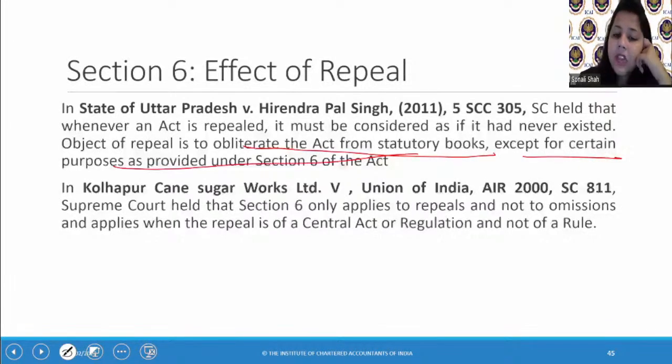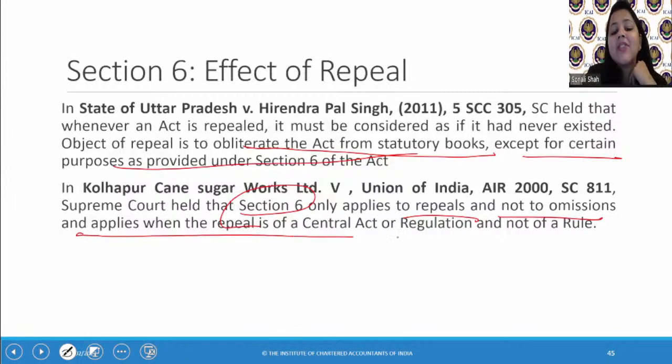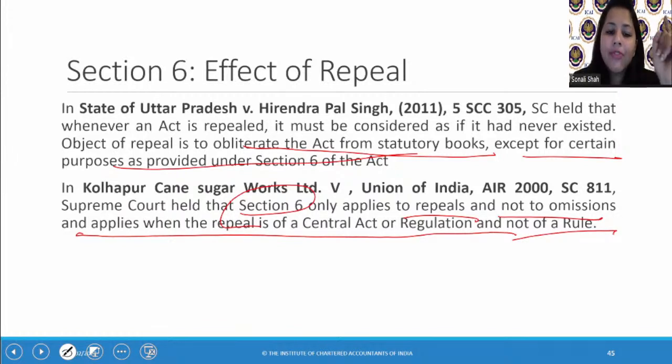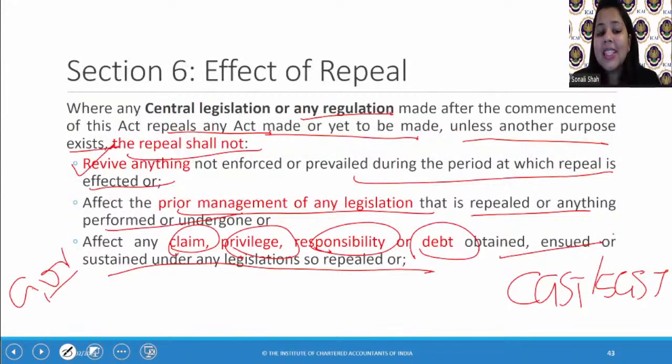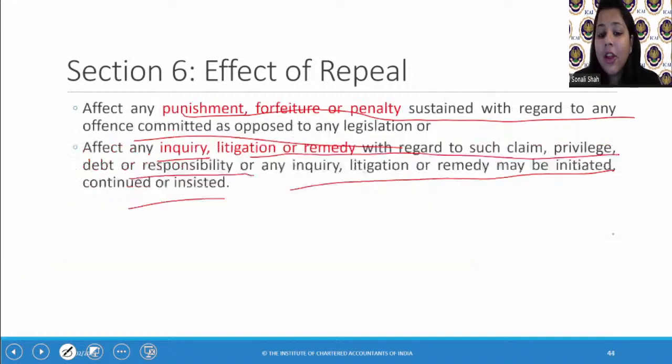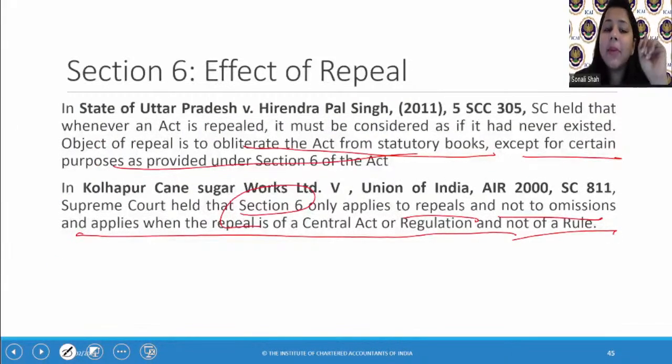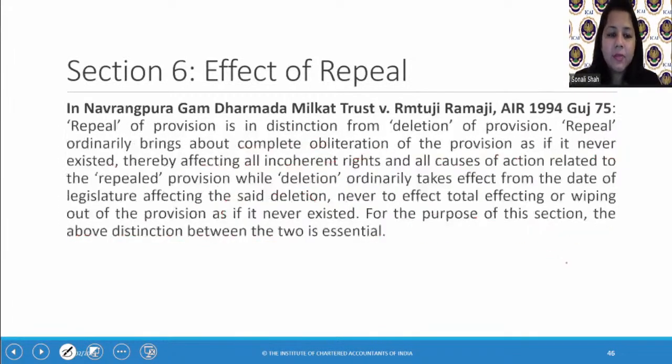Similarly, in Kolhapur Cane Sugar Works versus Union of India, the Supreme Court held that section 6 only applies to repeals and not to omissions, and applies when the repeal is of a central act or regulation and not of a rule. So always remember the language, where any central legislation or any regulation. Section 6 will come into force only when it is the repeal of a central act or regulation, not the repeal of a rule. Is that clear?